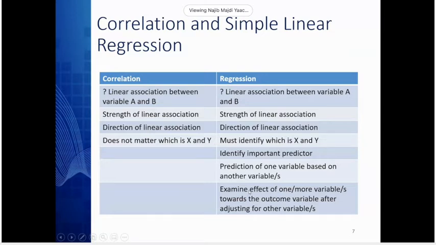And you can also examine the effect of one or more variables toward the outcome variable after adjusting for other variables. So when you do multiple linear regression, you are examining the influence of one independent variable towards an outcome variable after other independent variables were adjusted. So this slide is important. You need to remember this slide. So this one must come up in exam.